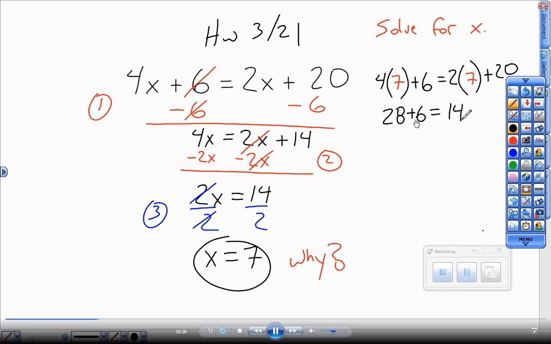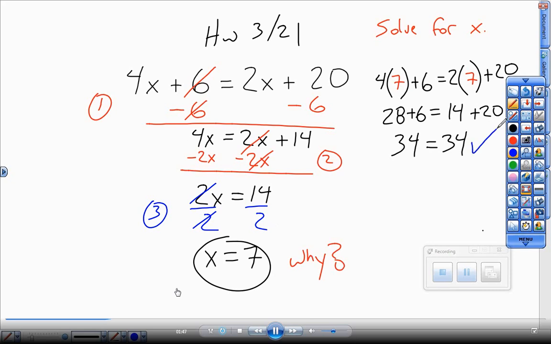28 plus 6 gives me 34. 14 plus that 20 gives me 34 also. So you can see when I plugged in 7 as a solution, it worked. It gave me a true equation. That means that number is the one solution to that equation. There's no other number I could plug in and get 34 equal 34. The second word is dog. Dog.